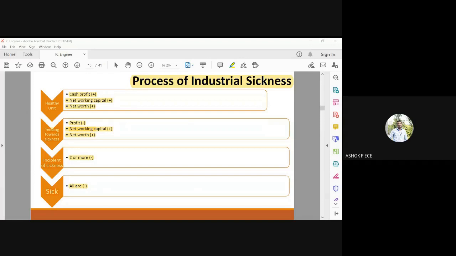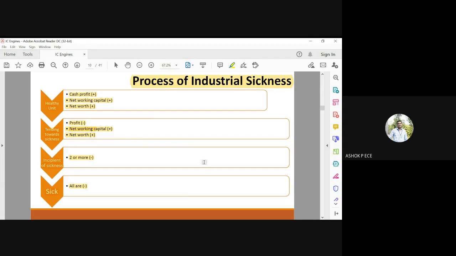Net working capital. So totally, I invested 1 lakh. I got 1 lakh back. I have 50,000 back. So net working capital is 2.5 lakhs. Net worth is the worth of the company after selling everything, which you have to evaluate. So a healthy unit means everything is positive. Hence, tending towards sickness means profit alone is reducing, but working capital and net worth are completely positive. Or two or more negative, we are going to call it incipient of sickness, and all negative, we are going to call it a sick unit.